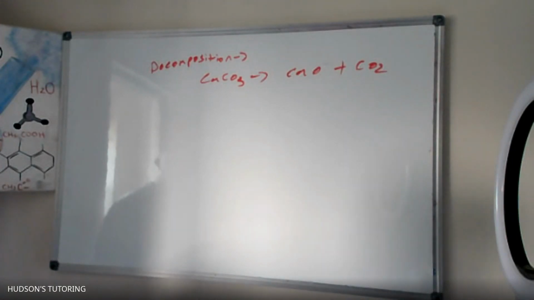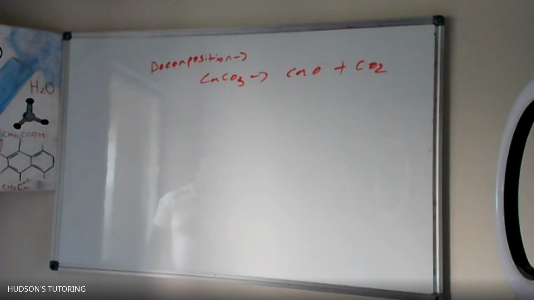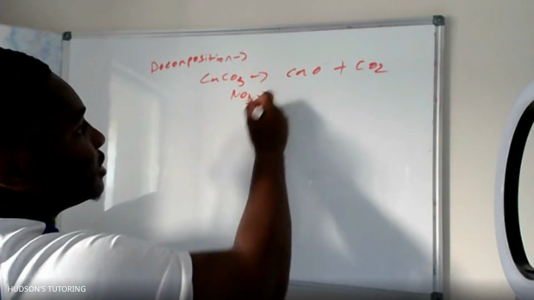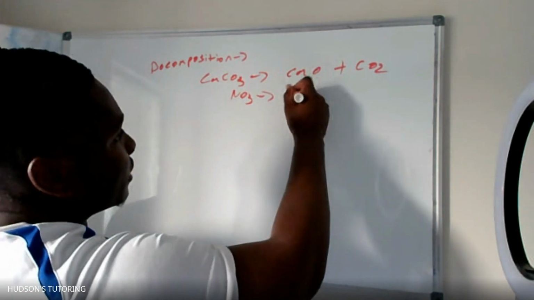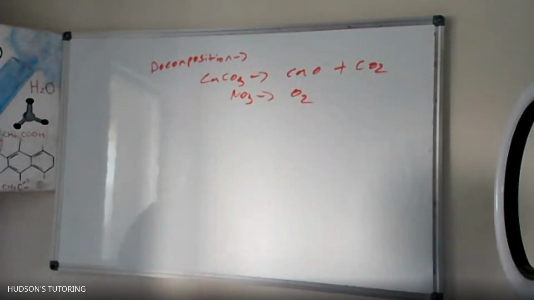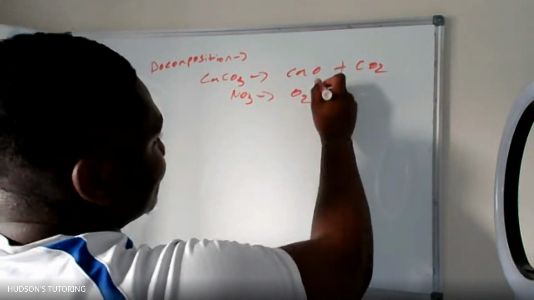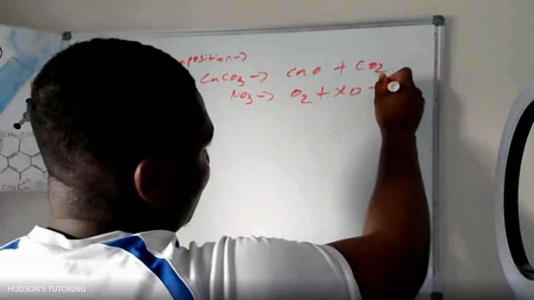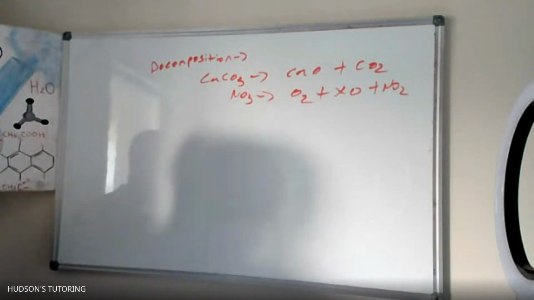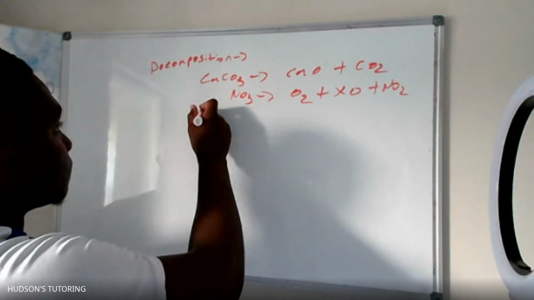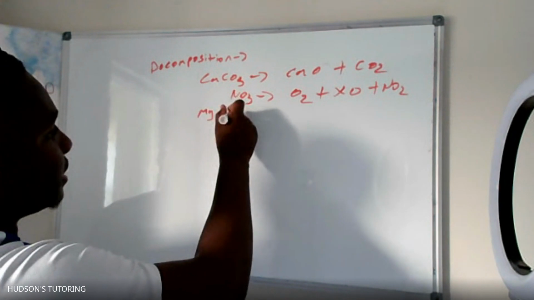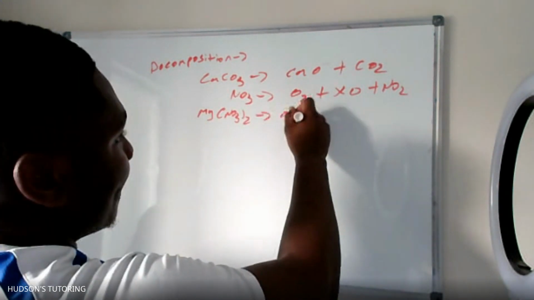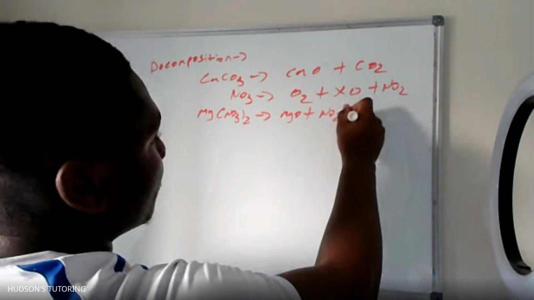On that note, it is important for you guys to know as well at this level that nitrates tend to decompose to their oxide, that is, the oxide of the metal, as well as nitrogen dioxide and oxygen. So, for example, if you have something like magnesium nitrate, that is Mg(NO3)2, then what you're going to form is magnesium oxide, NO2, plus oxygen.